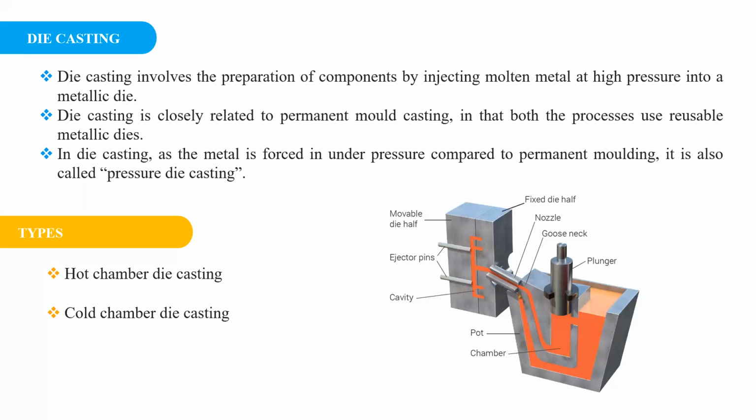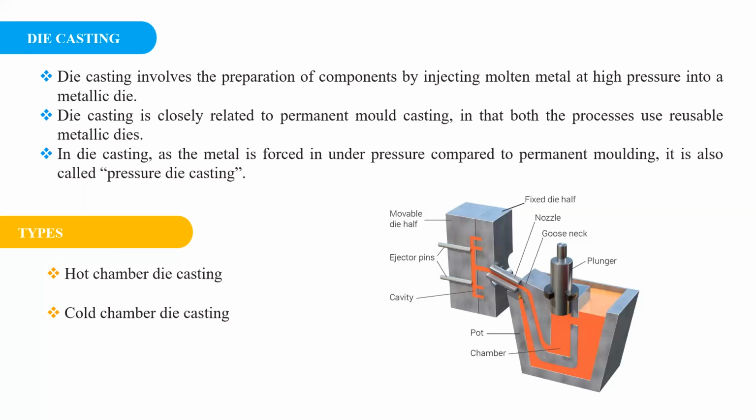In permanent mold casting, there are many types available, like gravity die casting, low pressure die casting, high pressure die casting, slush casting, and so on. So there are many types of permanent mold castings available. But here, die casting means pressure die casting. There are low pressure die casting processes also available, but here the term die casting represents pressure die casting, because the molten metal is injected into the mold under high pressure.